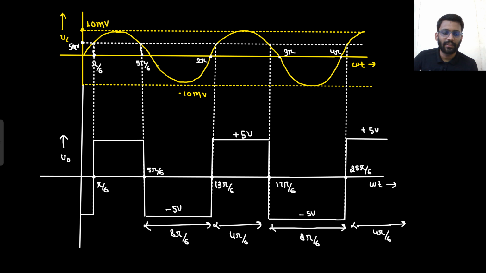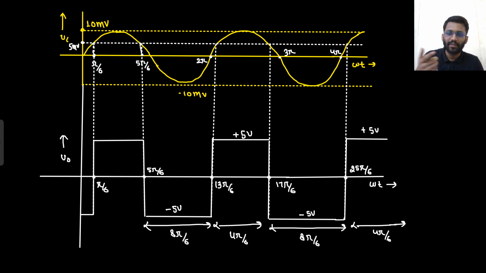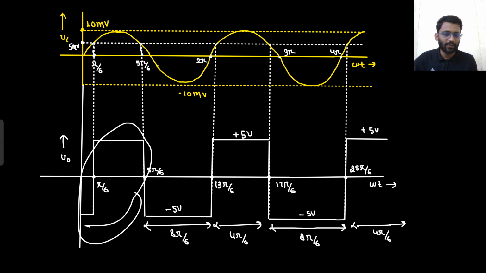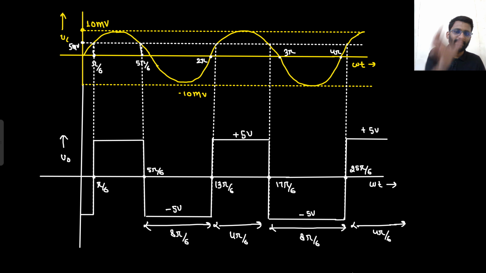So what was the question? This was the given question that you need to find the average voltage of the output. So you just need to draw the waveform. When we draw the waveform, we get to know that for V in less than 5 millivolt, you will get minus V set, and for V in greater than 5 millivolt, you will get plus V set. So this is how your waveform is looking like. But this is not the steady state waveform. Here you get the steady state waveform. Minus 5 plus 5, minus 5 plus 5. So minus 5 is there for how much time? This time is pi. Look, you can see this time is pi.